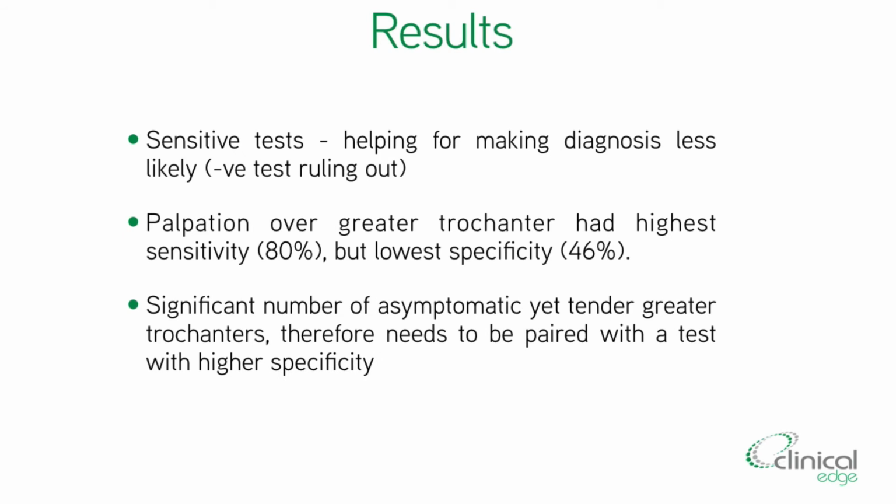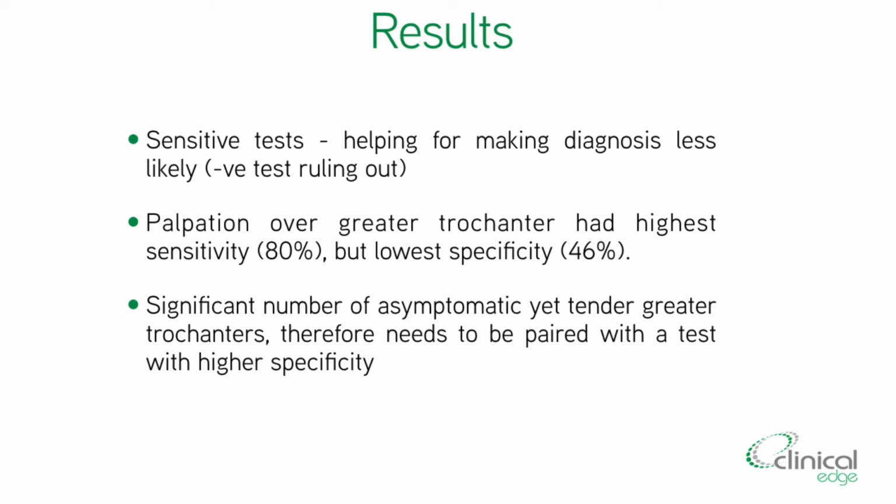Our sensitive tests are really helpful for helping to make a diagnosis less likely. So if you've got positive results in your specific tests, you also want to check that your diagnosis is correct with a sensitive test. So try and rule it out. Prove yourself wrong. So we've got palpation over the greater trochanter, and that one had the highest sensitivity of 80%, but had a really low specificity at 46%.